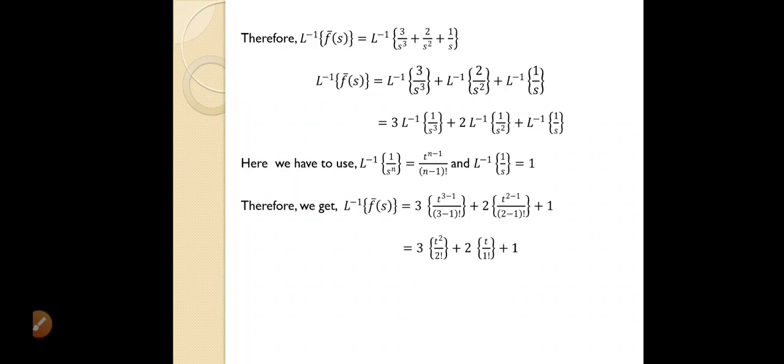So it becomes 3 into t square by 2 factorial plus 2 into t upon 1 factorial and plus 1 as it is. 2 factorial is 2 and 1 factorial is 1. So it becomes 3 t square by 2 plus 2 into t by 1 plus 1. And finally the answer is 3 by 2 t square plus 2t plus 1. So this is the required f of t whose f bar of s is given to us.